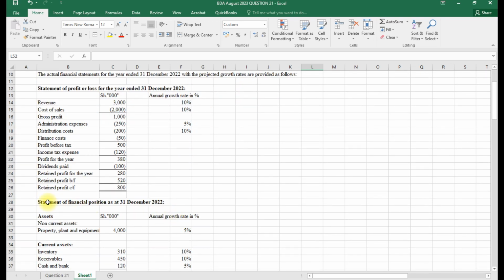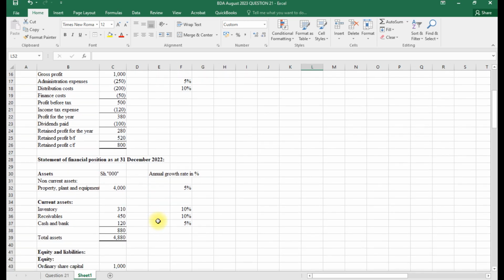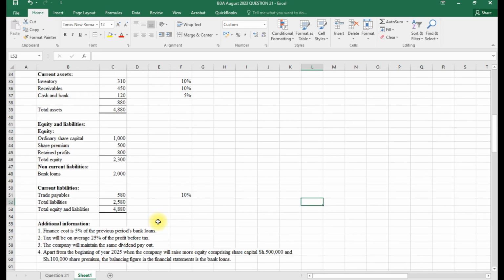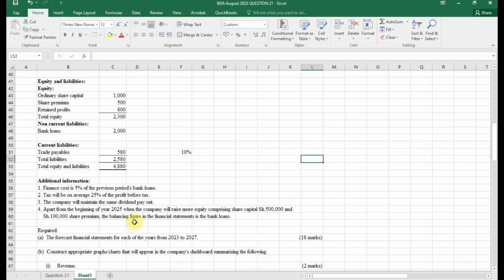And we have the statement of financial position. These are actuals that we are using to forecast. And we are told additionally, the finance cost is 5% of the previous period's bank loans. Tax will be on average 25% of the profit before tax. The company will maintain the same dividend payout. Apart from the beginning of the year 2025, when the company will raise more equity comprising share capital of 500,000 and 100,000 share premium, the balancing figure in the financial statements is the bank loan.